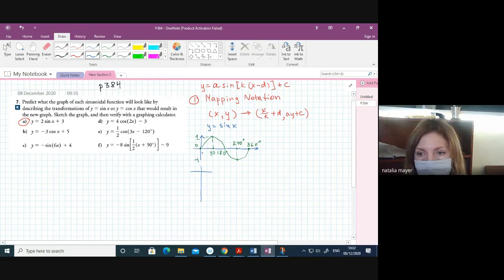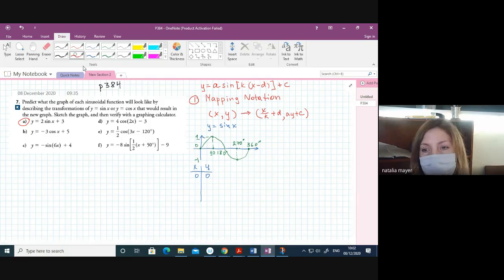No, we go from left to right, like everything in math. So the first point is (0, 0). What are the coordinates of the next point? The next point is this one. I'm going to highlight them in red. So what are the coordinates?